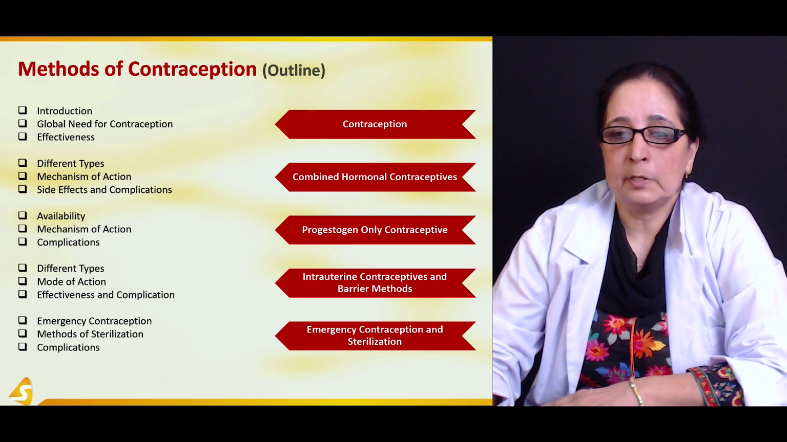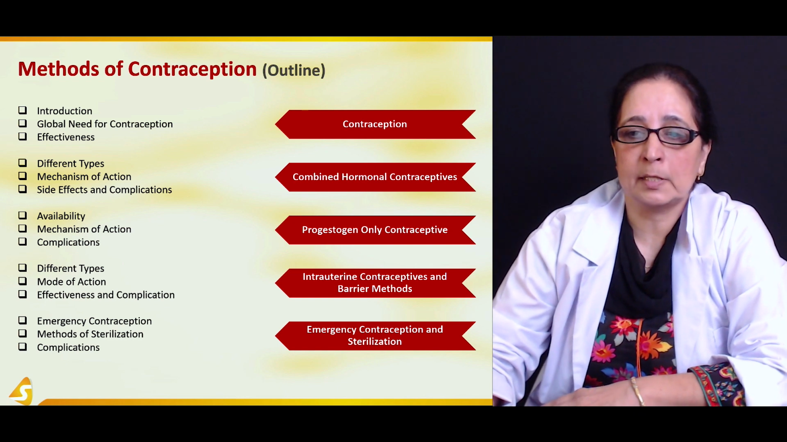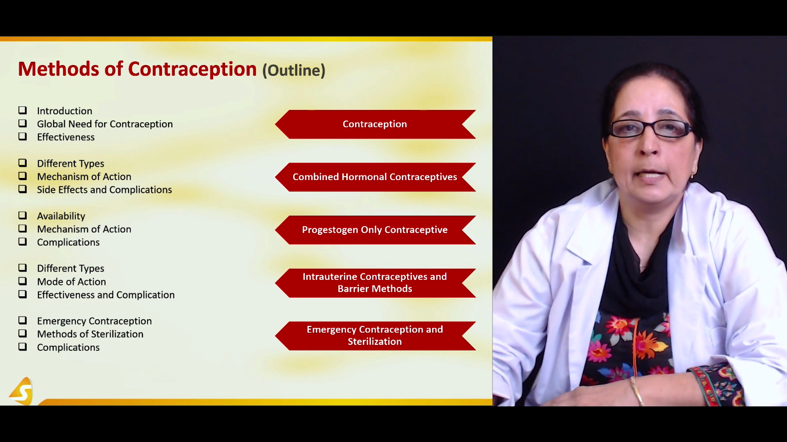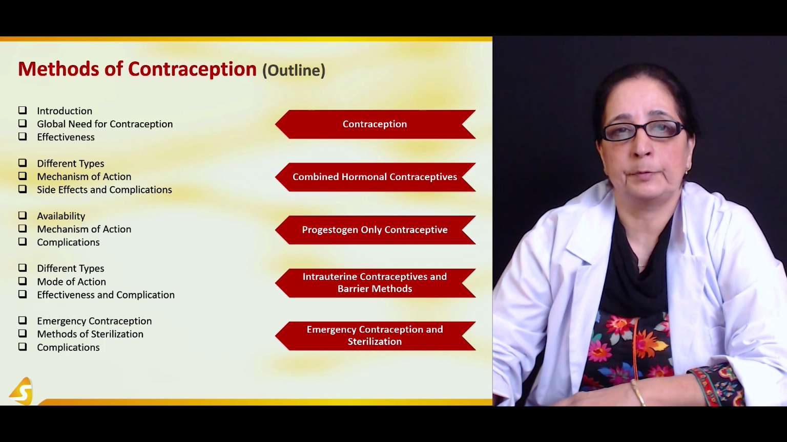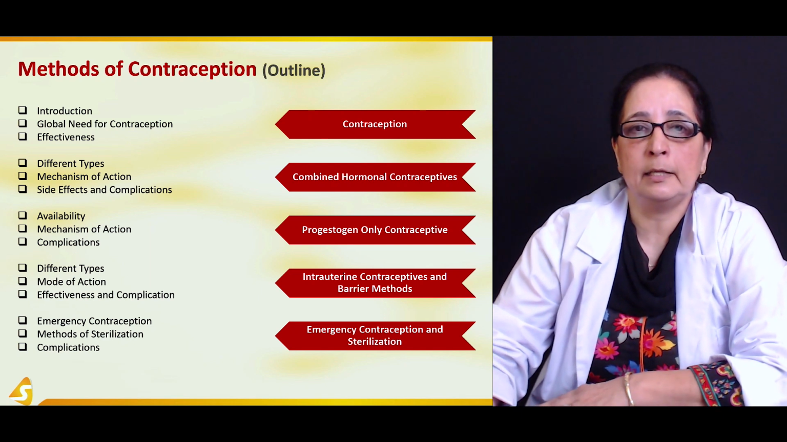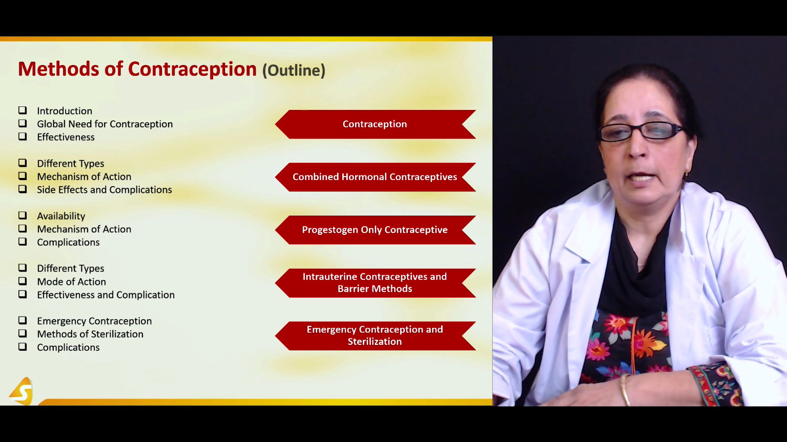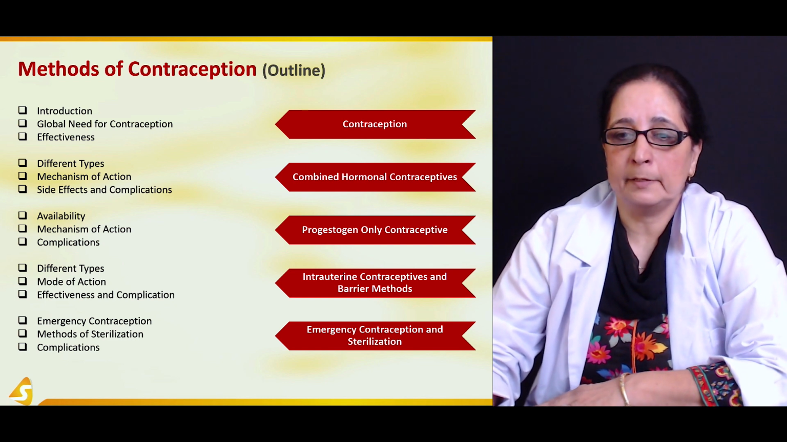Then in the fourth section, we will talk about intrauterine contraceptives and barrier methods of contraception. Intrauterine contraceptives are actually inserted in the uterus. IUDs are the most commonly used intrauterine contraceptives.